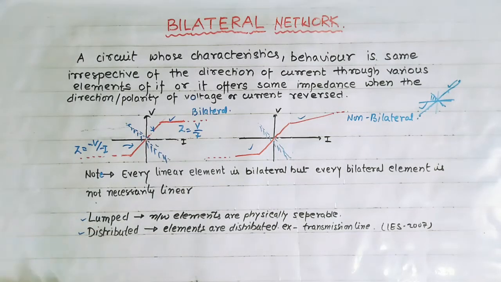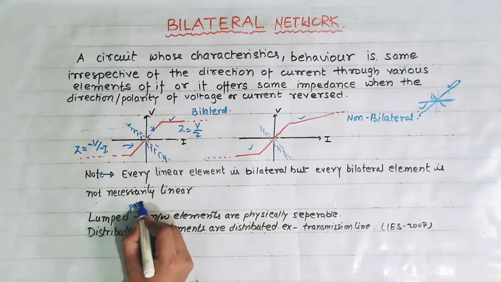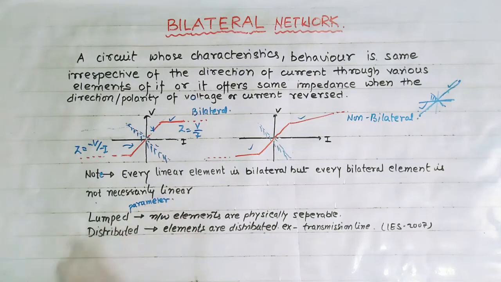Now, what is the concept of lumped parameter? This is lumped parameter. A network in which all network elements are physically separable is a lumped network. Most of the electric networks are lumped in nature. So whatever you are going to study in this network theory, we will study all lumped network circuits, because in all those circuits the elements like resistance, inductance and capacitance are physically separable.